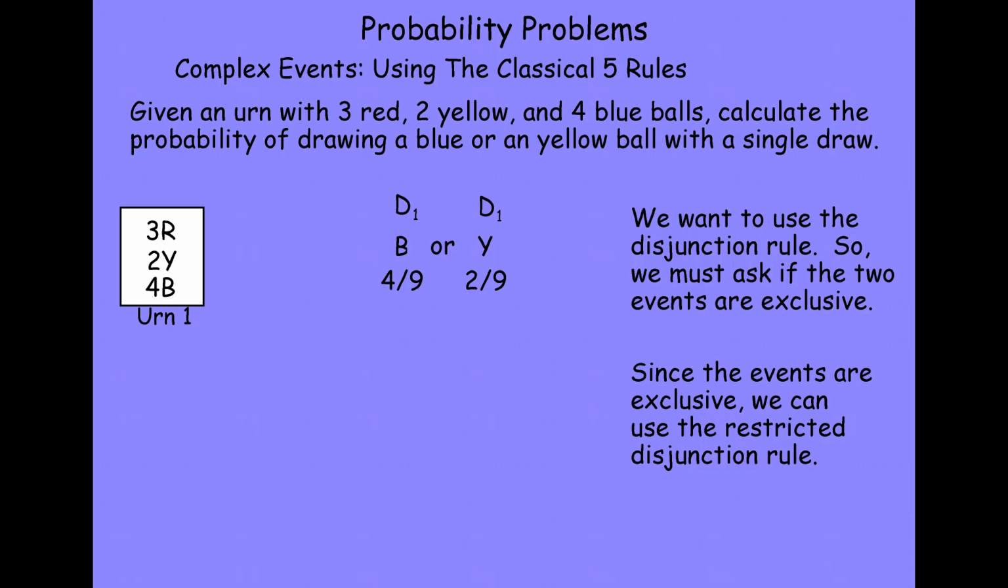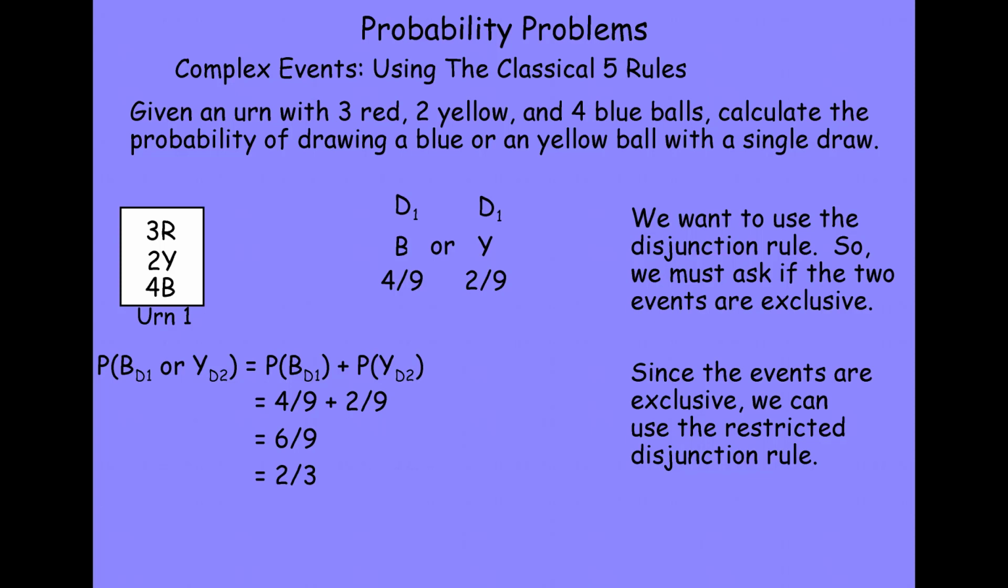Now, the restricted disjunction rule tells me that the probability of getting a blue ball or a yellow ball is going to equal the probability of getting a blue ball plus the probability of getting a yellow ball. So now I just have to plug my numbers into that equation like so, and I get 4 over 9 plus 2 over 9 equals 6 over 9, which I can simplify to 2 over 3.